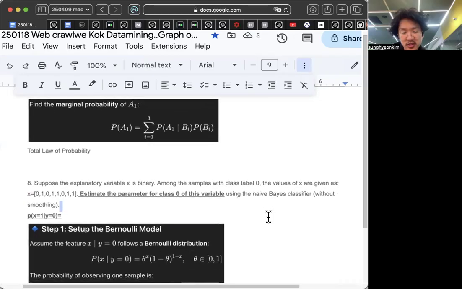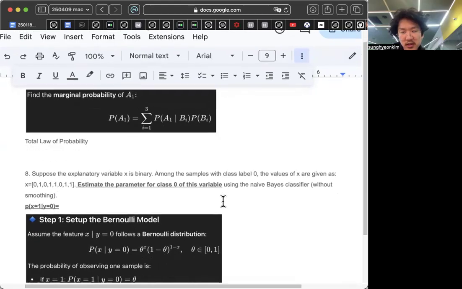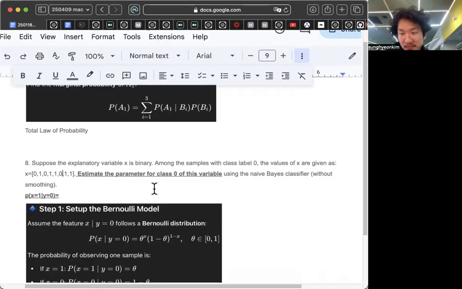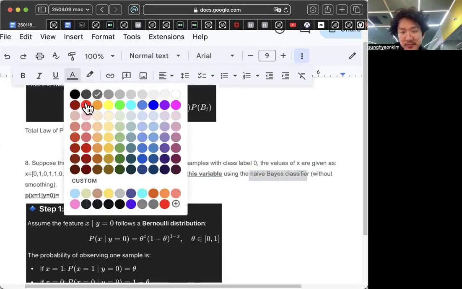And for the explanatory variable, when x is binary, among the samples with class label 0, the values of x are given as 0, 1, 0, 1, 1, 0, 1, 1. Then estimate the parameter of class 0 of this variable using the naive Bayes classifier. It was a bit questionable because I actually used MLE.